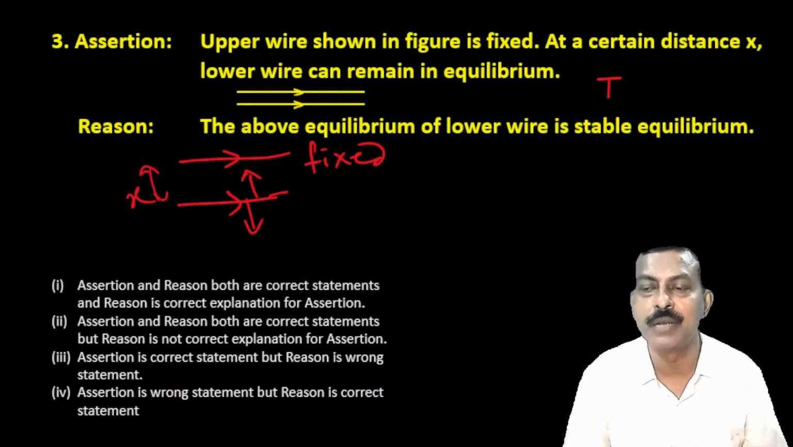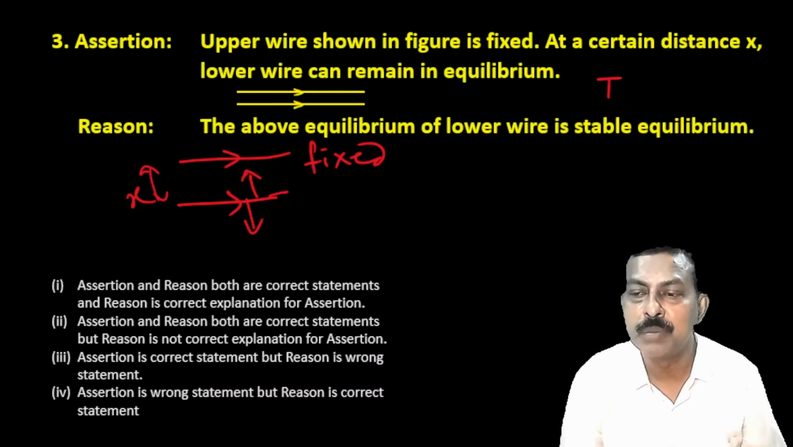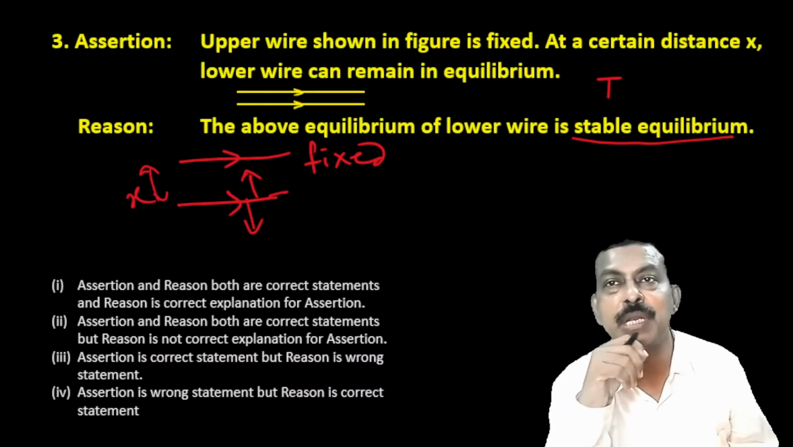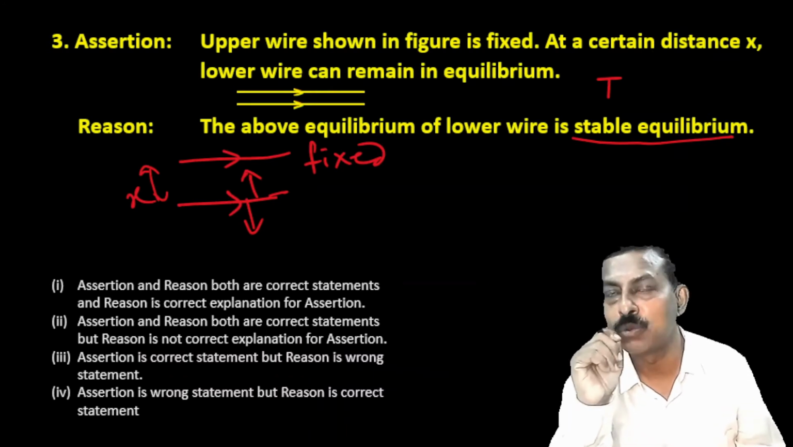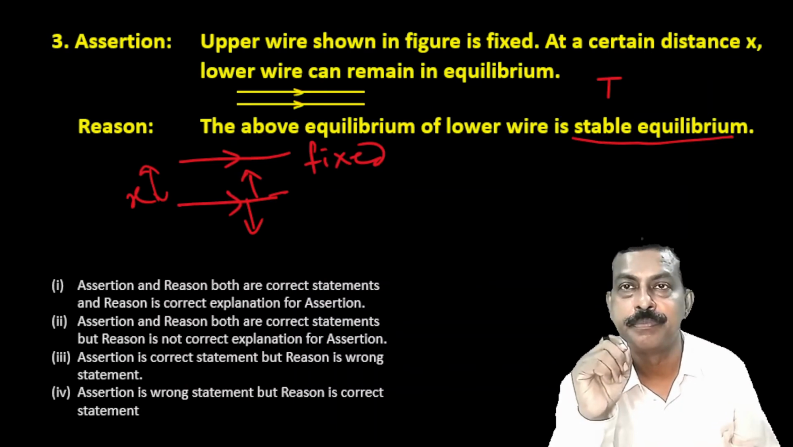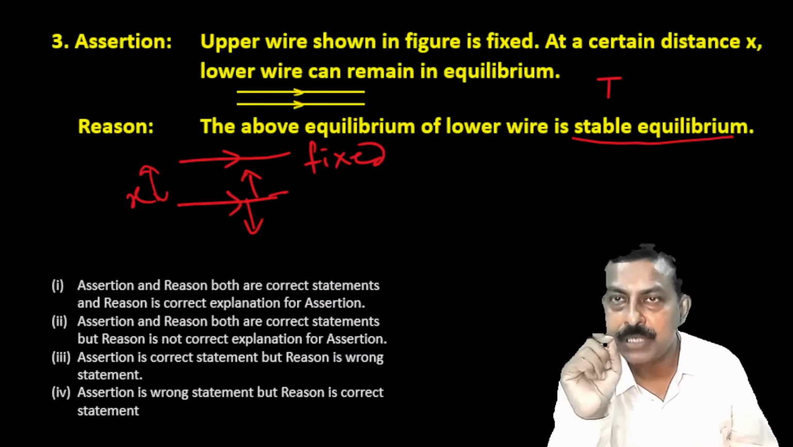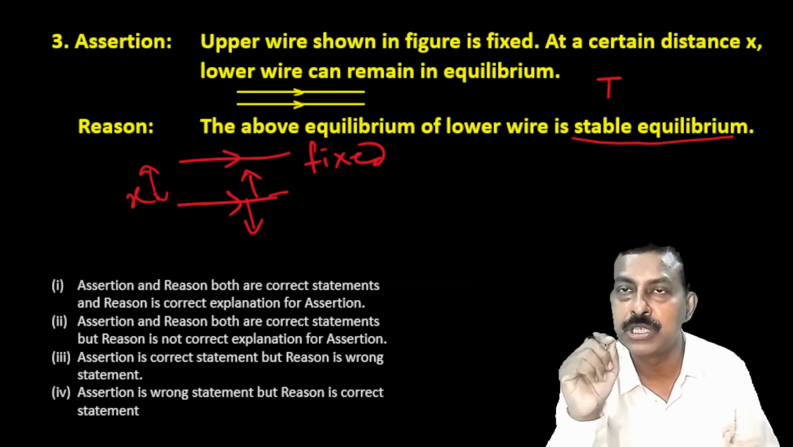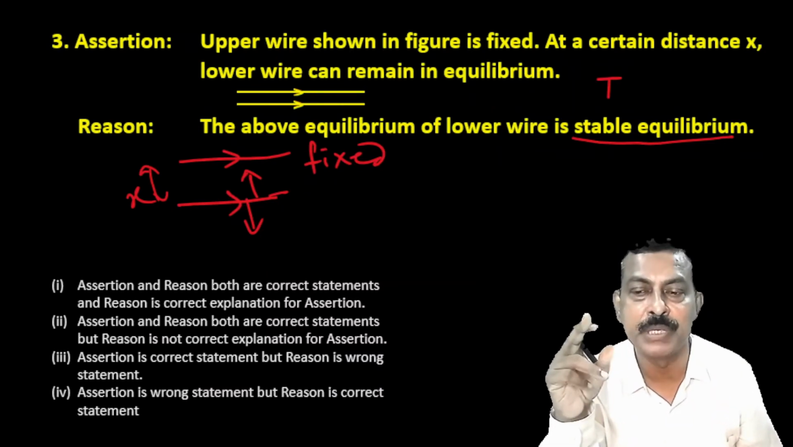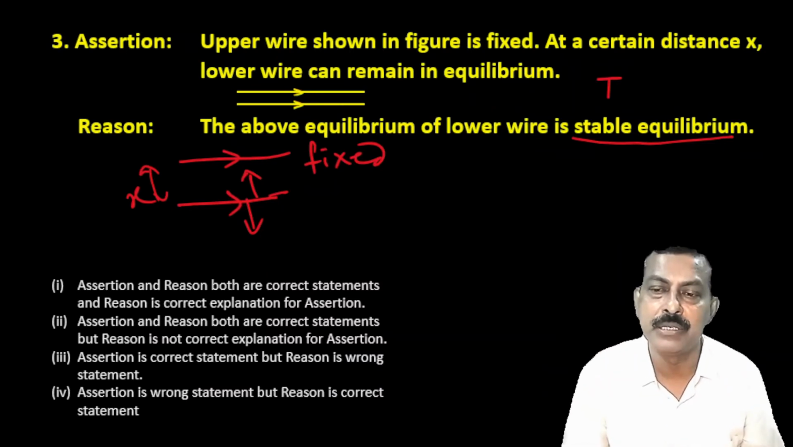Let's take the second one. The above equilibrium of the lower wire is a stable equilibrium. Now, what do you mean by a stable equilibrium? If you consider a stable equilibrium, that means if a body is disturbed from its equilibrium position and after displacing it slightly from that position, if it comes back to that position, in that case we say that it is in a stable equilibrium. So here you just imagine, in this particular case, it is being balanced by the force of magnetism and the weight.